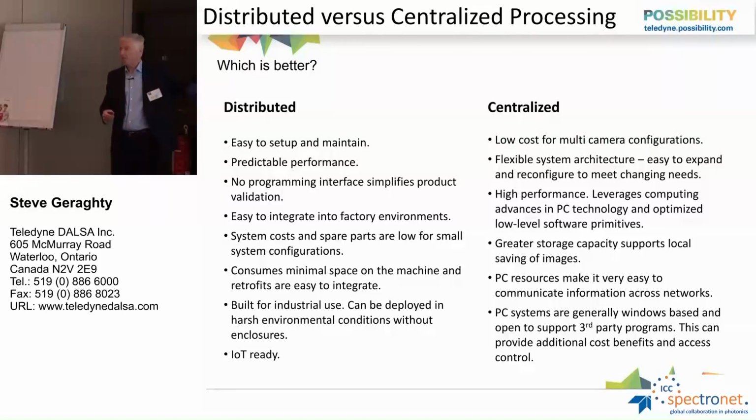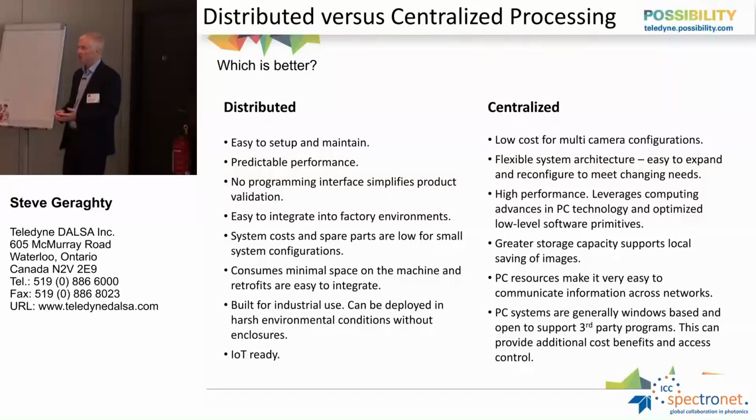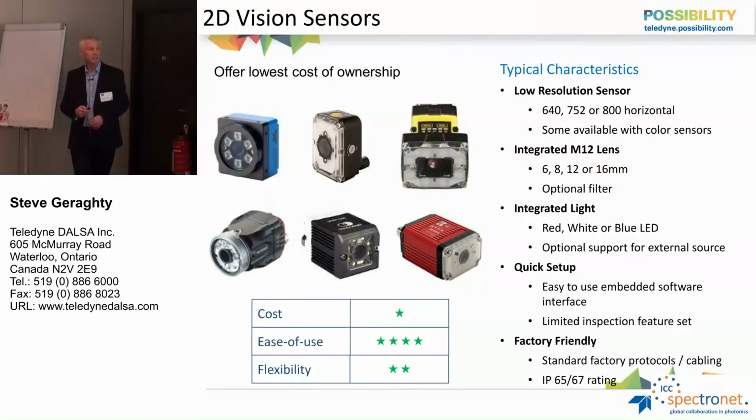On the flip side, with centralized processing, you have more flexibility, you have higher performance, right? And ultimately, you can have a very low runtime cost. So if you have a system with 16 or 32 cameras attached to it, which is not unusual, your cost per camera is very low, right? So you have to look at the different cost aspects of both solutions and figure out which one makes the most sense.